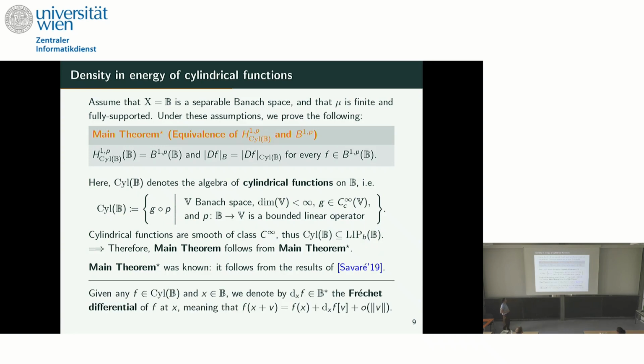And just a word on notation. So for any cylindrical function f, I'm going to denote by d_x f the Frechet differential of f at x, the element of the dual of my Banach space, meaning that you have approximation up to first order.